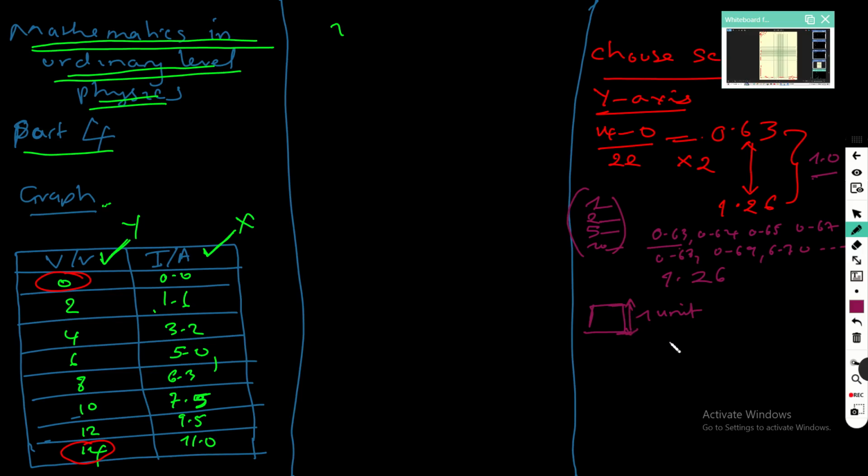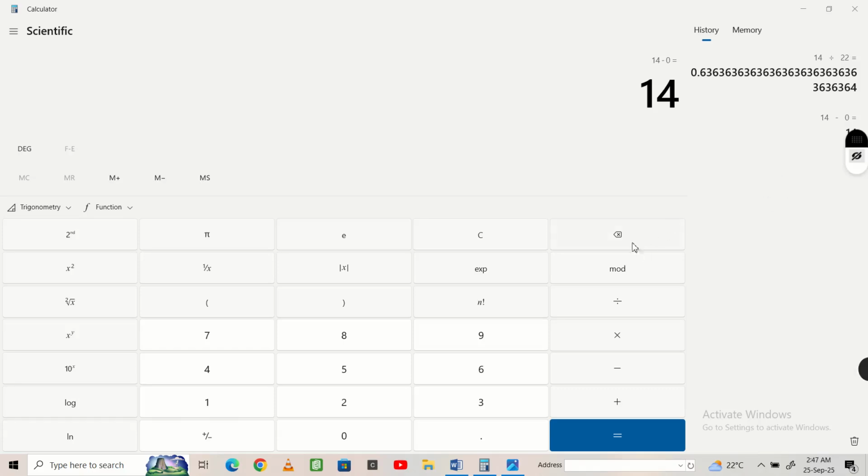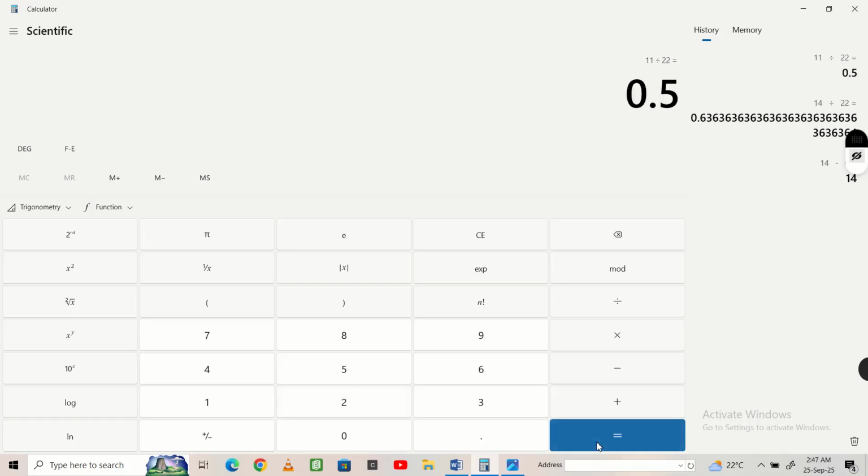Now, how do you do the x-axis? We choose the lowest value and the highest value. So you have 11.0 minus 0, divided by 18. 18 is the number of boxes on your graph paper. Now let's go to the calculator. So if you go there, you have 11 divided by 22. So what do you have? 0.5.